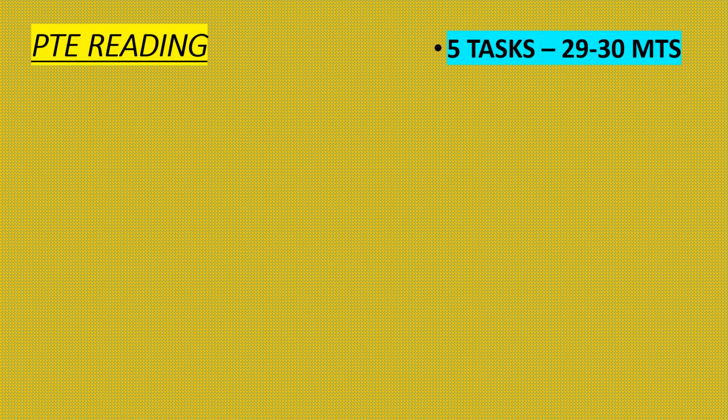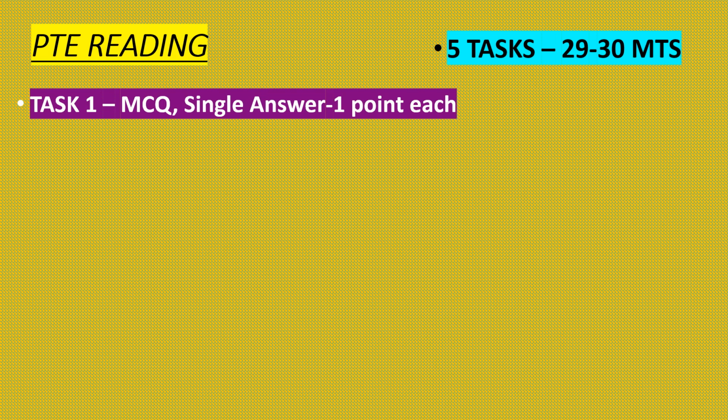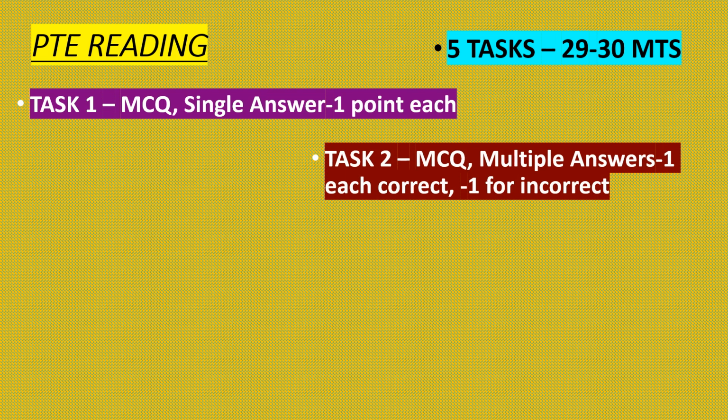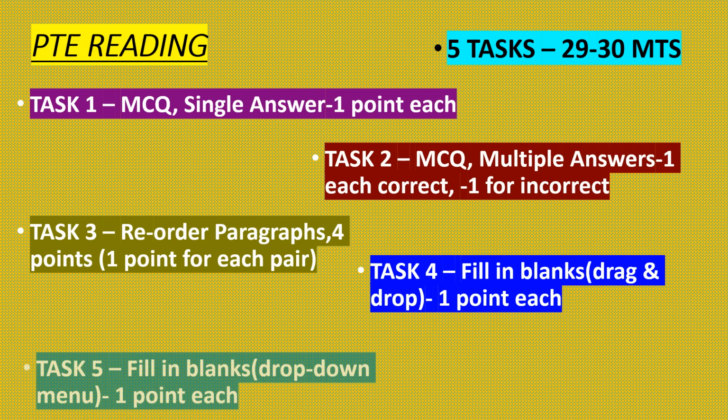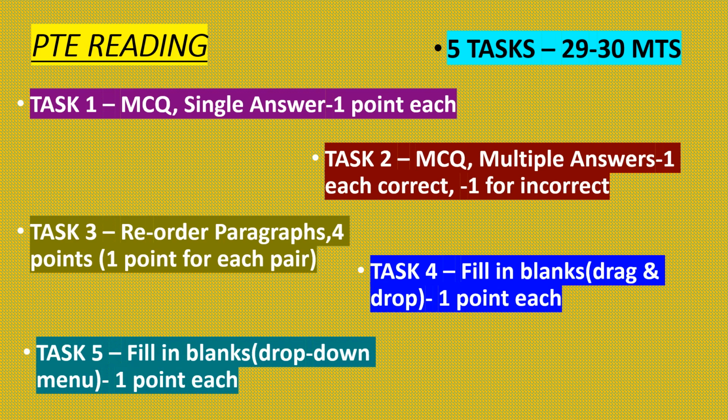In PTE reading, all in all, we have 5 tasks between 29 to 30 minutes. The PTE reading section is aimed at evaluating a candidate's ability to read and interpret academic English. Dividing the reading section into various tasks, it assesses a test taker's ability to analyze and comprehend academic vocabulary. In PTE reading, questions sometimes test two skills together, such as listening and reading or reading and speaking. It includes 5 tasks in total.